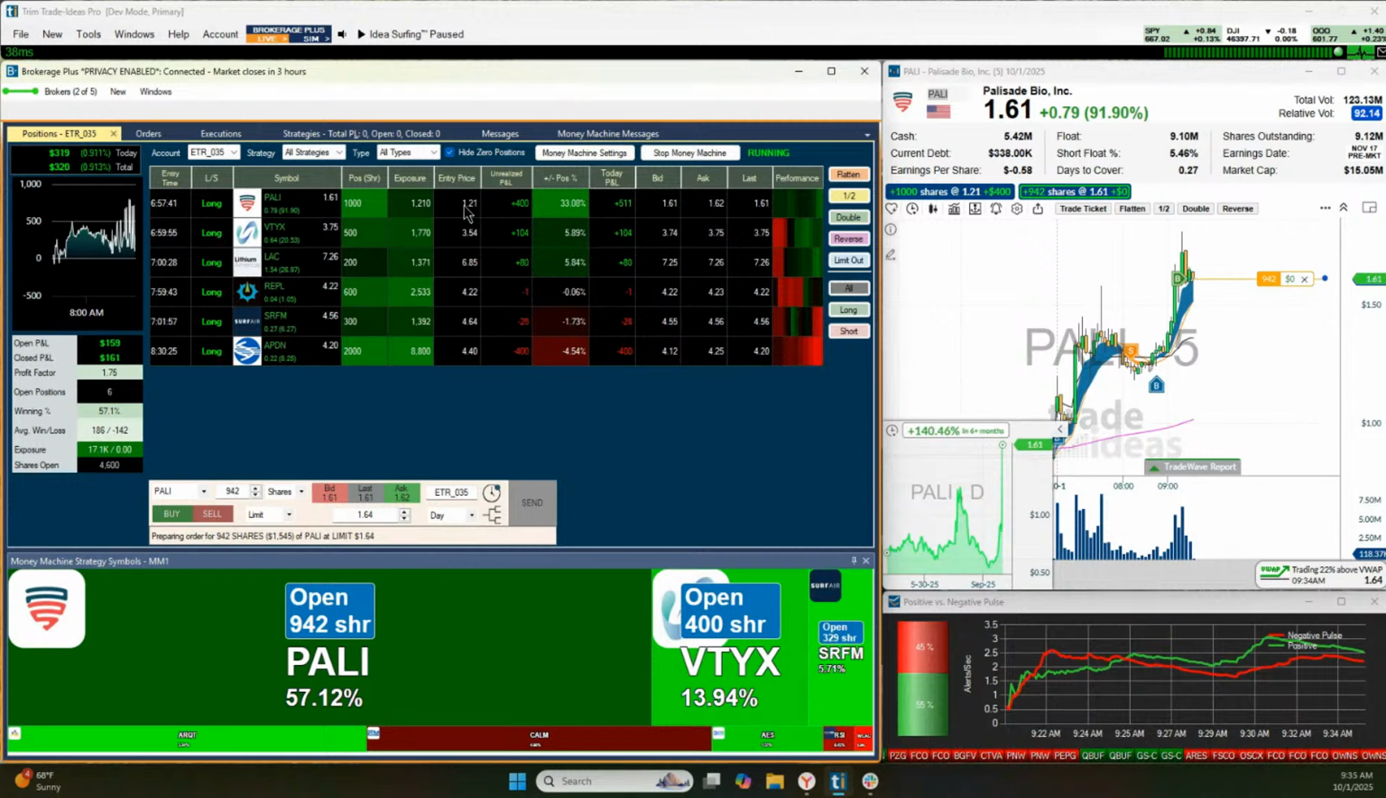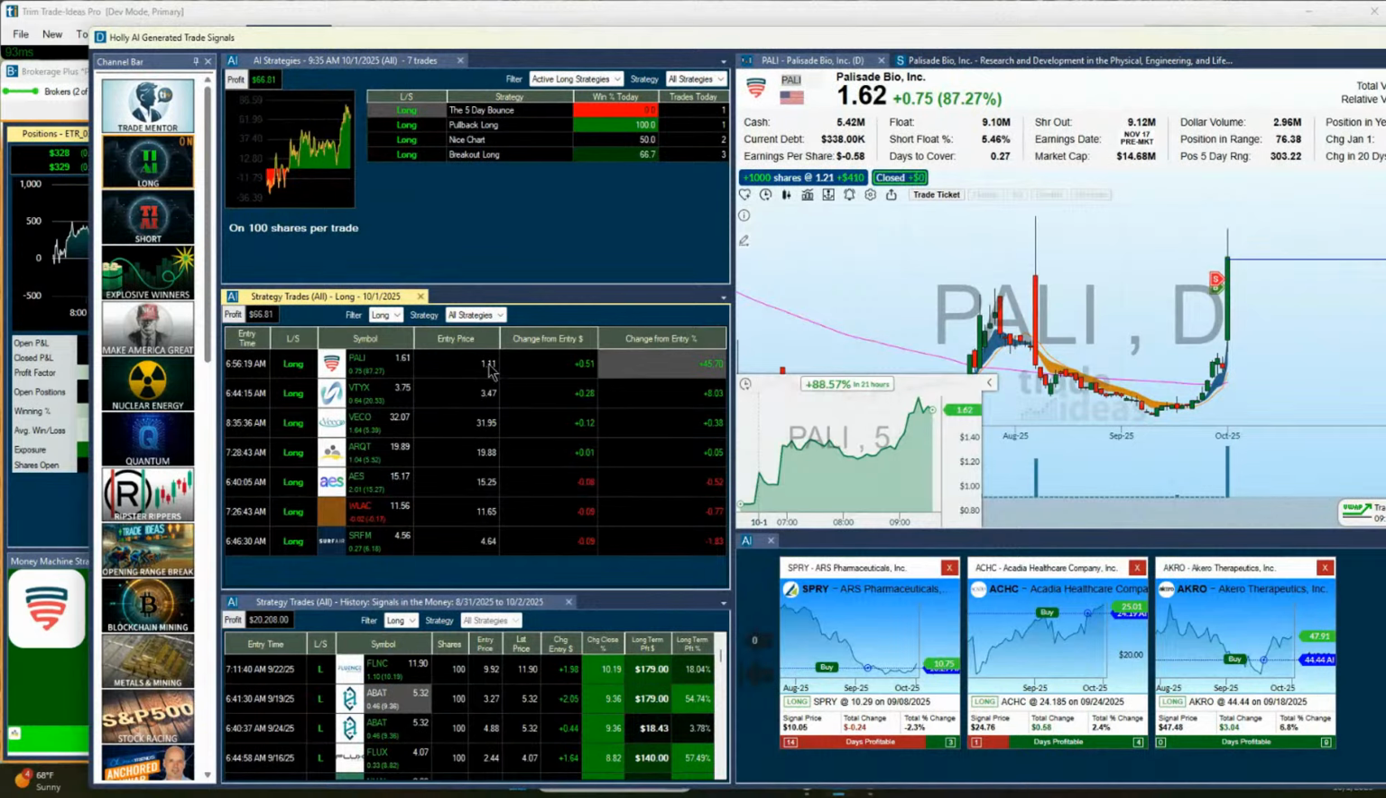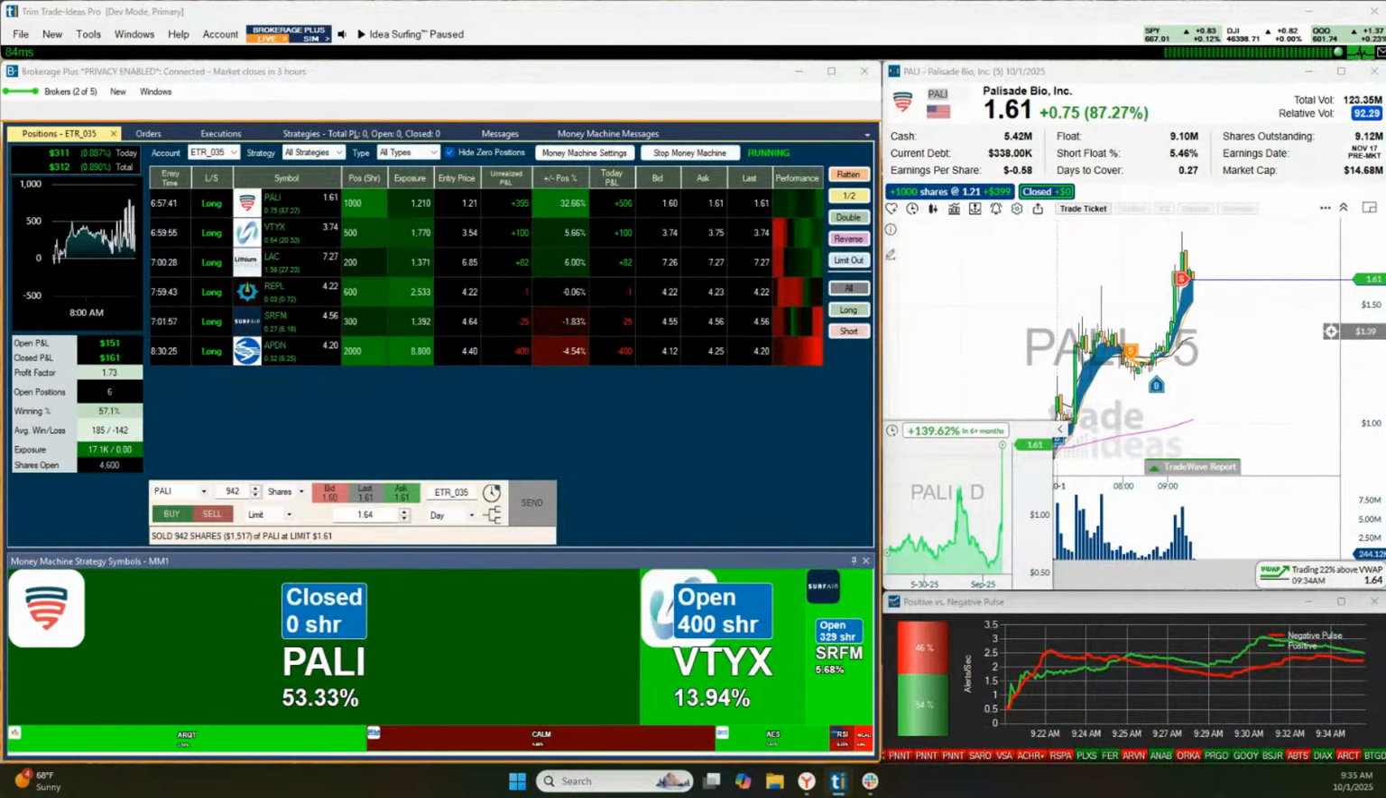Look at the entry price, 121. Okay, so I missed it by 10 cents. So I got in 10 cents later, which is kind of a big return percentage. But I just wanted you to see that I'm utilizing our own tech. I'm doing what we invented. I think that's the real key here.